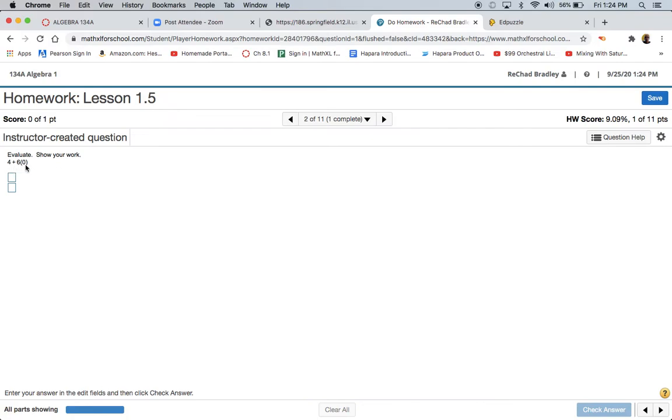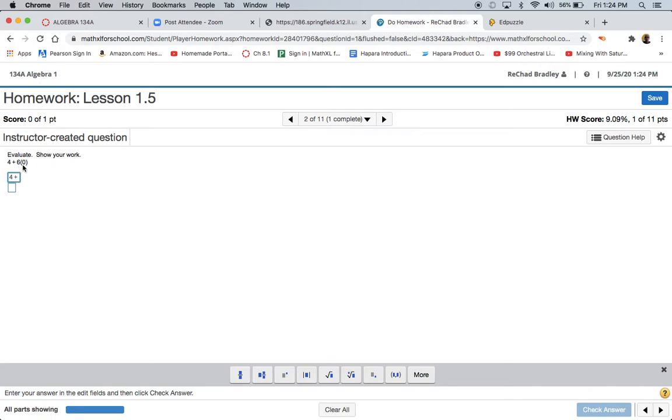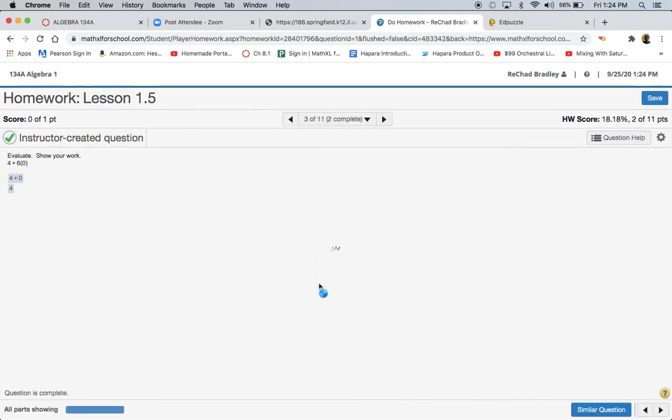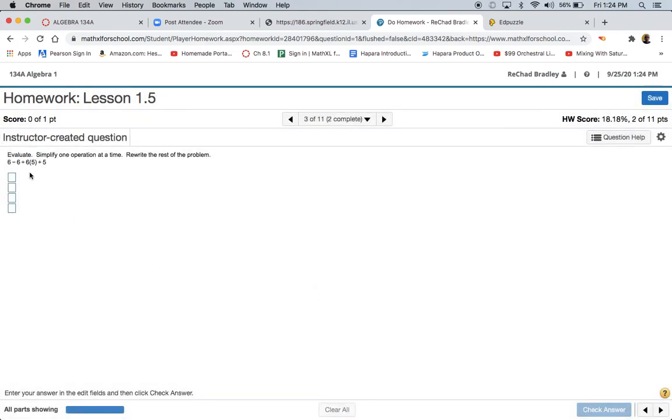Here, 4 plus 6 times 0. Again, that is a plus. That's multiplication. That is higher than plus, so we want to do this first. So rewrite your 4 plus, and 6 times 0 obviously is 0. And then 4 plus 0 is 4. Remember, you need to rewrite everything else that is not being used.